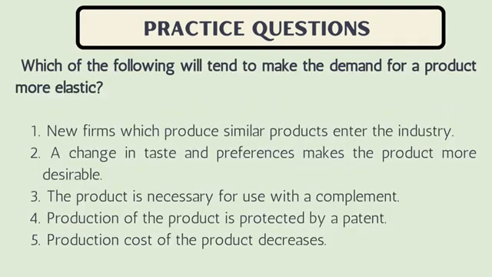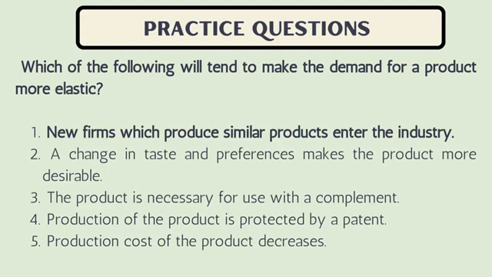The next question we have is, which of the following will tend to make the demand for a product more elastic? 1. New firms which produce similar products enter the industry. 2. A change in taste and preference makes the product more desirable. 3. The product is necessary for use with a complement. 4. Production of the product is protected by a patent. And 5. Production costs of the product decrease. The answer for this question would be 1. New firms which produce similar products enter the industry.